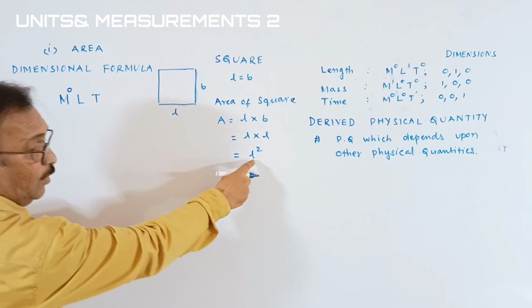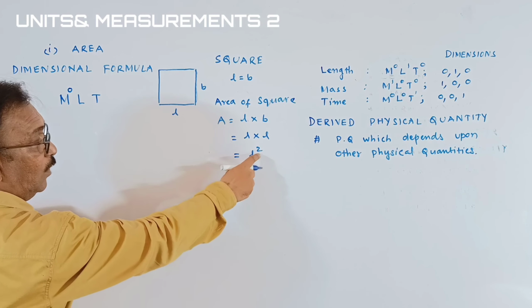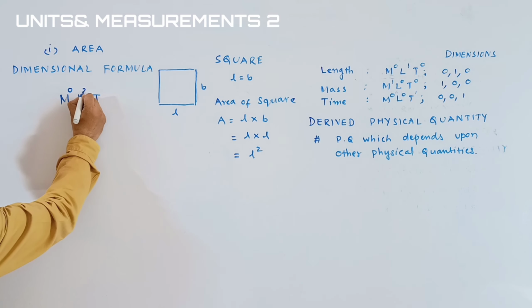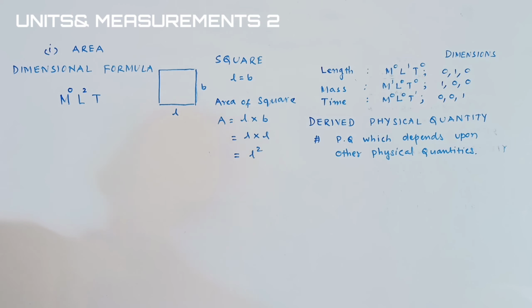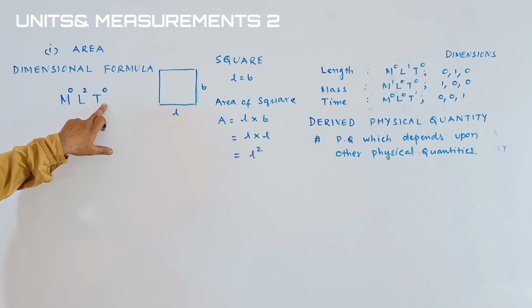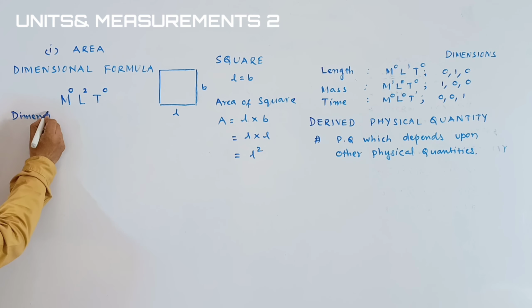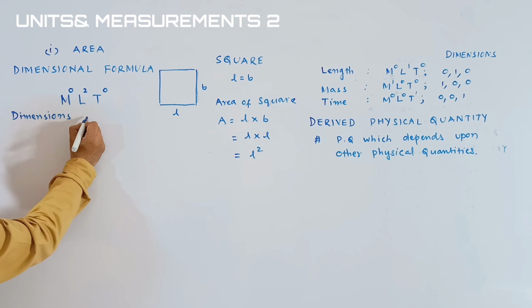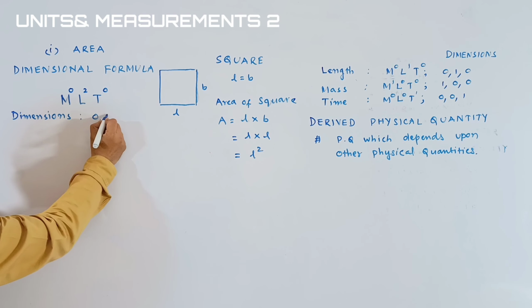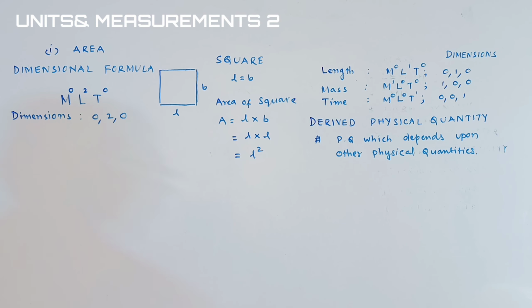And length, see, length is of 2 times, that is square. And time is 0. Okay. It is the dimensional formula of area, students. See, M0, L2, T0. And what are the dimensions? 0, comma 2, comma 0. It is about the square, students.